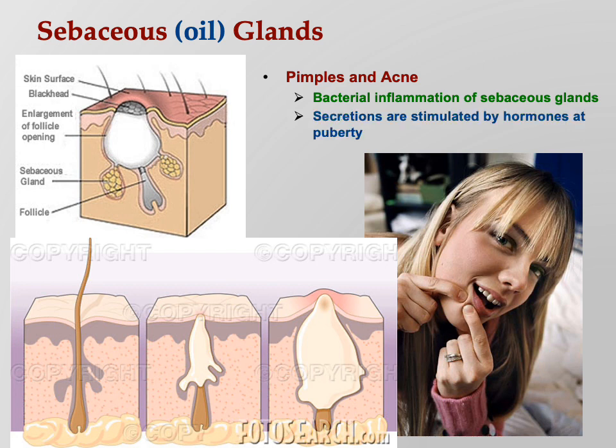Bacterial inflammation of sebaceous glands. And remember puberty? Remember when all your hormones suddenly went crazy? Yeah, so sebaceous glands become more active during hormonal activity, and that's why pimples generally start to show up around puberty. And then those hormone secretions decrease as you get older, and by the time you're in your 40s, that doesn't really happen much anymore.